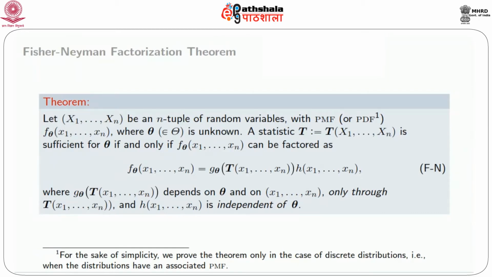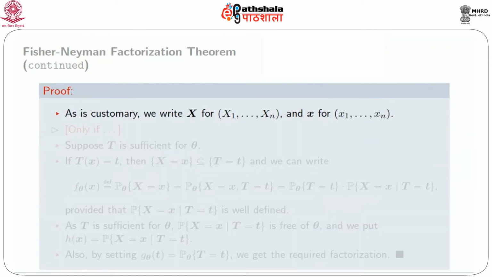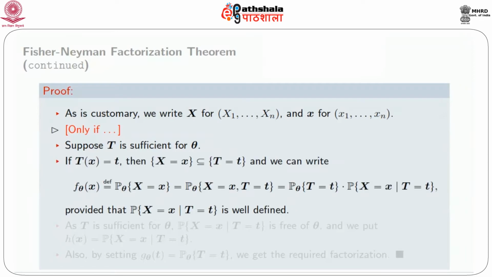For the sake of simplicity, we prove the theorem only in the case of discrete distributions. Let us write X as (X1, X2, ..., Xn) and small x as (x1, x2, ..., xn), a realized value of X. First we prove the only if part, that is the necessary part. Suppose T is sufficient for theta.